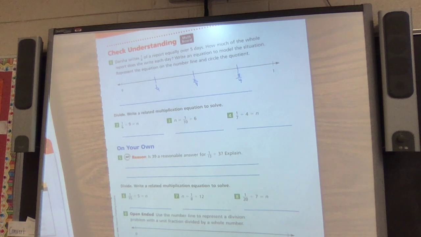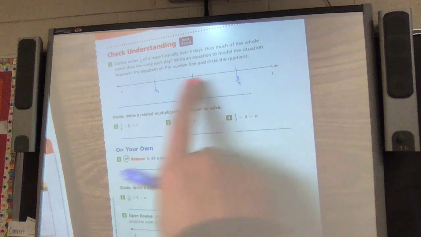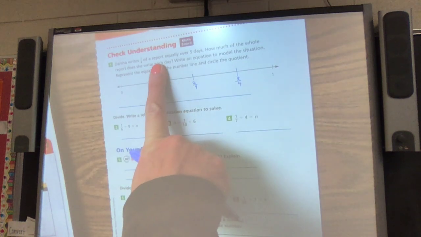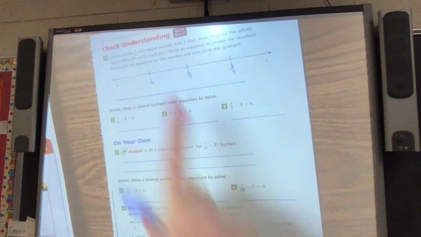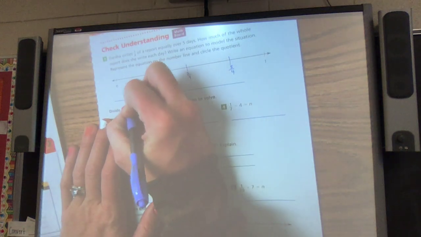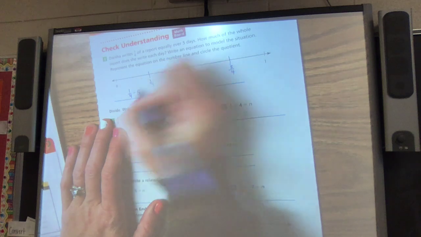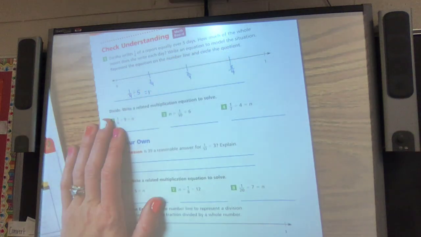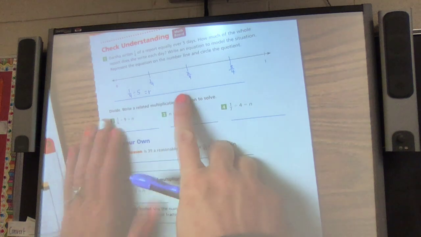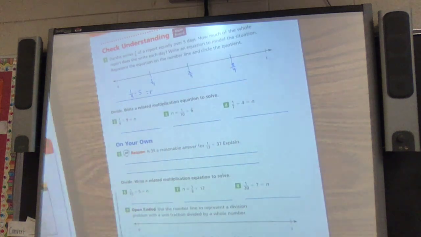Okay, and it also asks us to write an equation. So let's think again. What were we dividing here? She has 1/4 of a report that she's writing an equal amount each day for 5 days. So your report is being divided among your 5 days. Okay, we're going to keep on with the R. We've done this so much, you might be thinking of the answer right now in your mind. You might know, oh, I know exactly what it is.